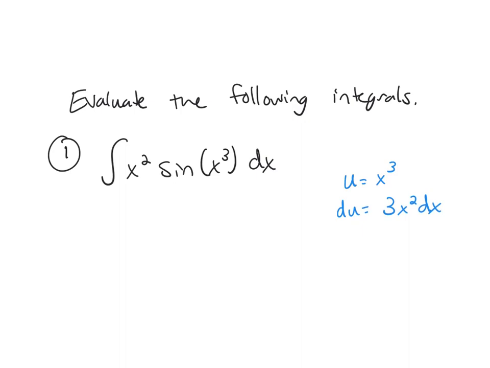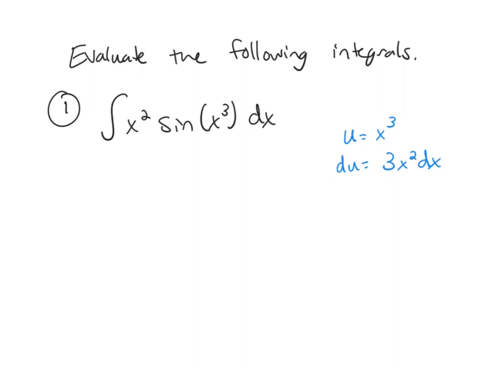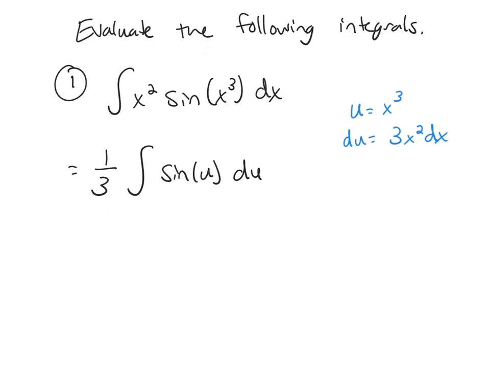So when I do my u substitution here, I'm going to get a 1/3, which I'll pull out in front. 1/3 the integral of sine of u du. And the antiderivative of sine is minus cosine. So negative 1/3 cosine of u plus c. Don't forget the plus c.